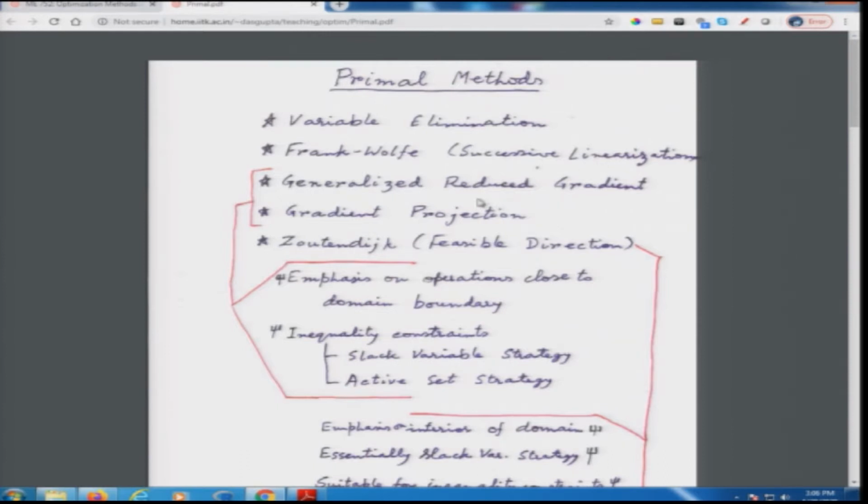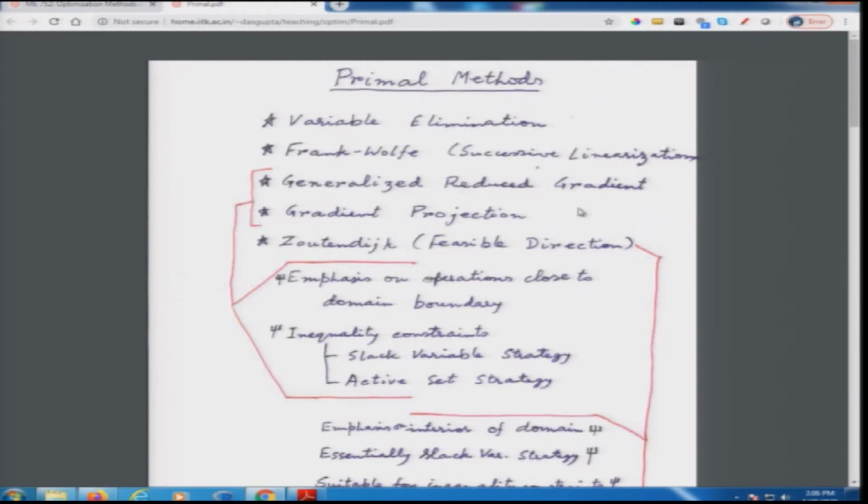Next, we have three methods which are actually good competitors. Okay. One is the generalized reduced gradient method, another is the gradient projection method, and the third is Zoutendijk's method or feasible direction method. Now, these two are in a way similar. Okay. Some key variations are there, but otherwise they are similar. Between the two, I consider the gradient projection method as a more mature method.